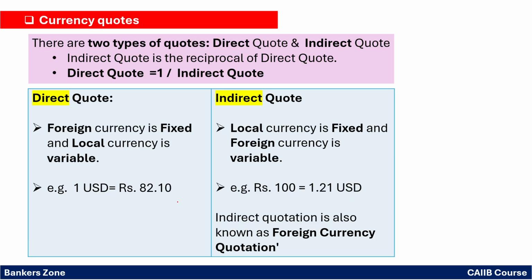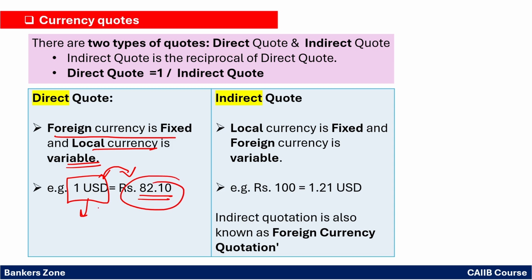So in that case, very simple, the foreign currency is fixed. You are purchasing $1, so one is fixed. Foreign currency is fixed. However, local currency is variable. So for $1, how much are you paying? 82 Indian rupees, right? So you are asking for the foreign currency, which is fixed, however the local currency is variable, right?